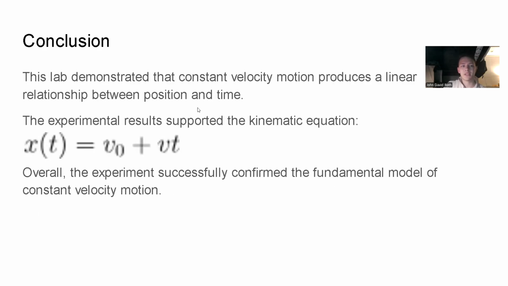As a conclusion, we decided that this was sufficient evidence to show that an object moving at a constant velocity produces a linear relationship between position and time, proving this kinematic equation right.